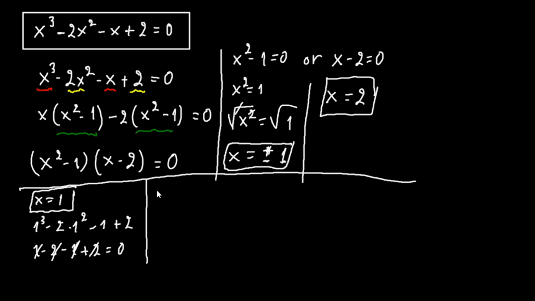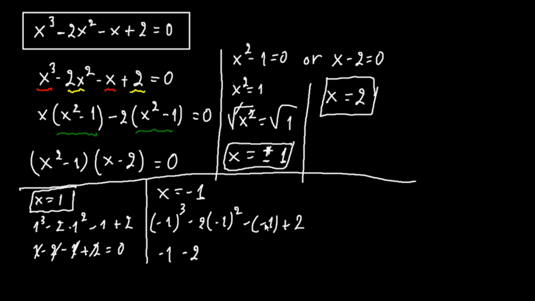Let's go for the second. x equals to minus 1. We have minus 1 to the third minus 2 times minus 1 to the second minus minus 1 plus 2. This is minus 1. Minus 1 to the second is 1, so this is minus 2. This is plus 1. We have plus 2. This and this gone, this and this gone, so equals to 0. So again, this solution x equals minus 1 is right for the equation.